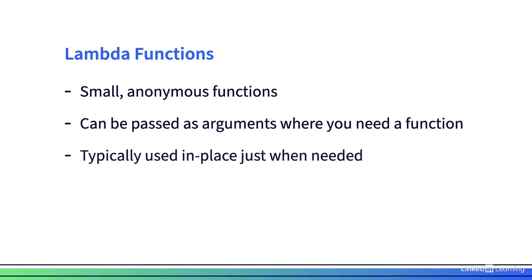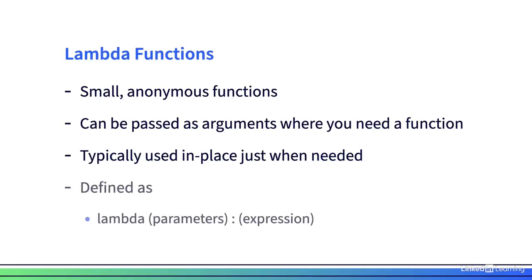Typically, you'll see these used in situations where defining a whole separate function would increase the complexity of the code and reduce readability. Lambdas are defined by using the keyword lambda, followed by any arguments that the lambda function accepts, then followed by an expression. So let's look at how they're used in practice, because that's usually the best way to understand something.